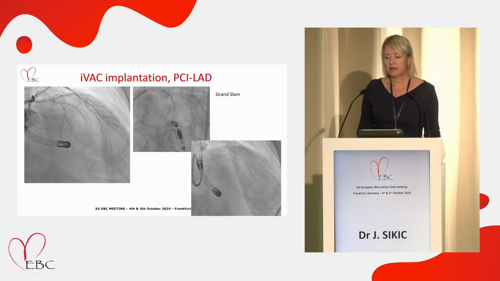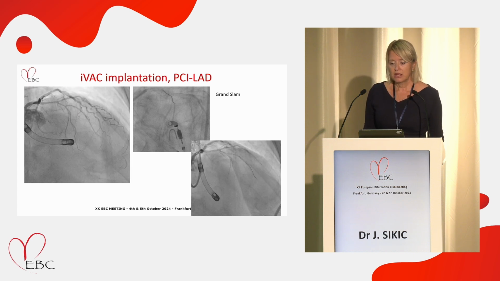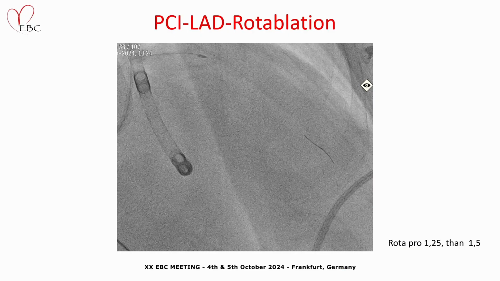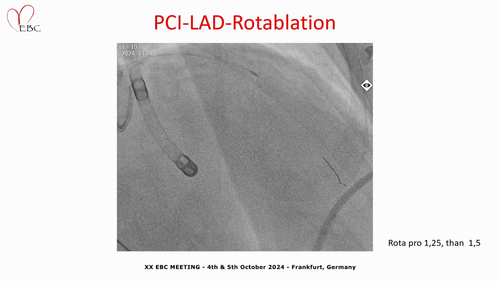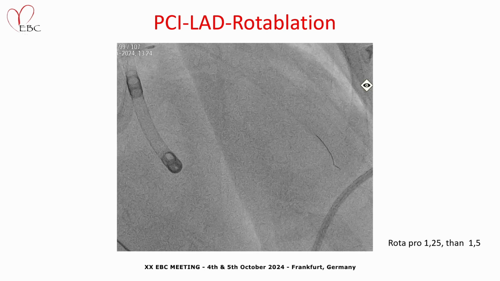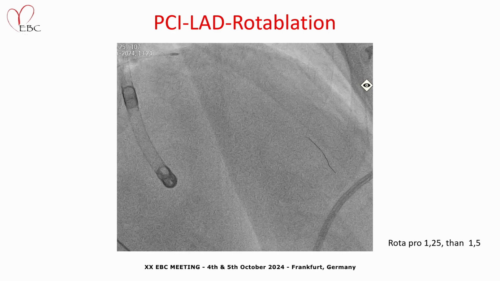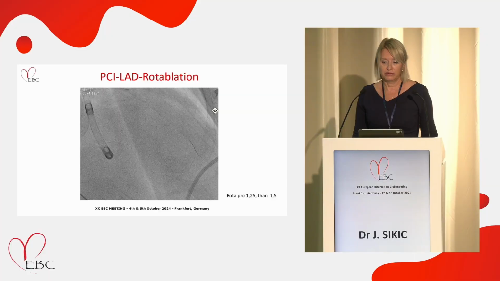The reason for the Grand Slam is rota. So I made rotablation with Rota Pro 1.10, 1.25, because it's a really heavy calcification. You can see here there is some trouble in the bifurcation with the diagonal branch, and also in the bifurcation with the septal branch. You can see how this work is going, but finally I passed with 1.5.